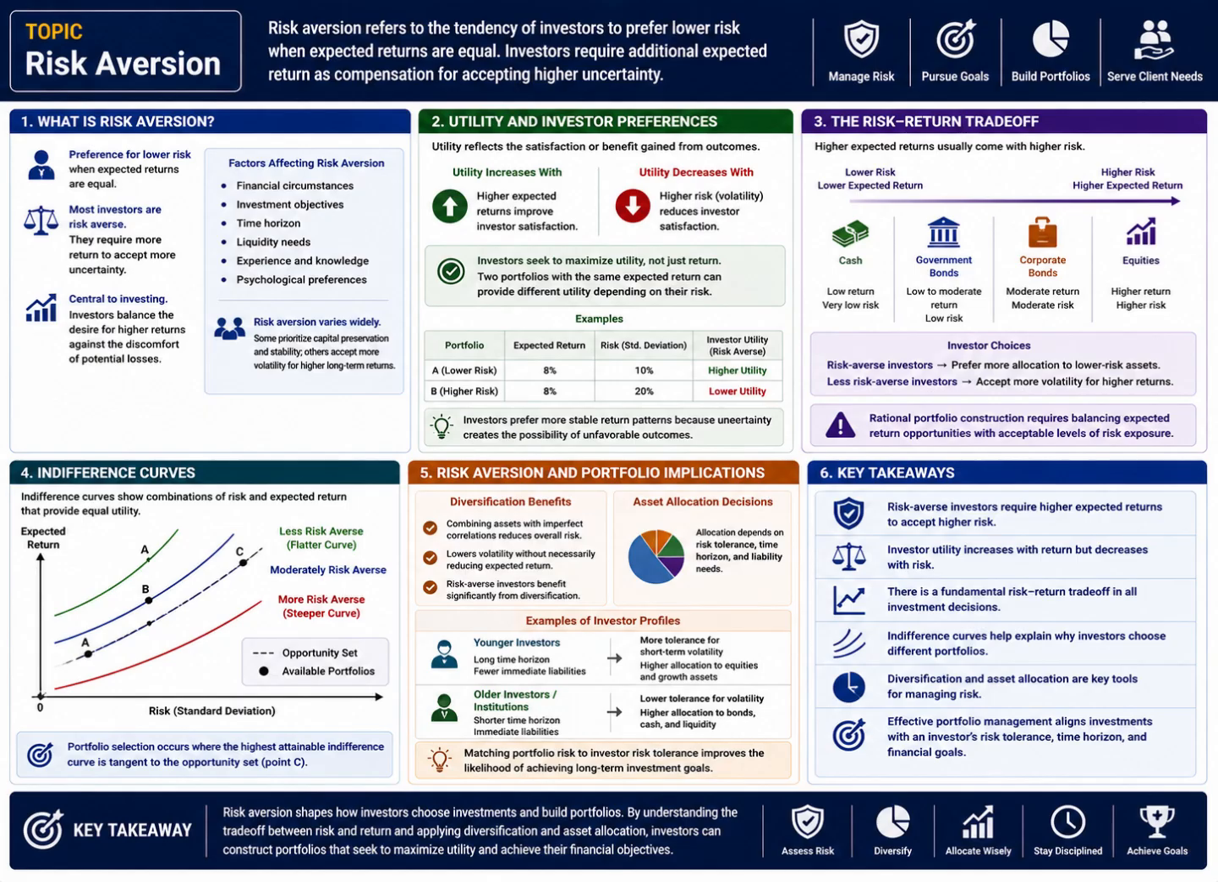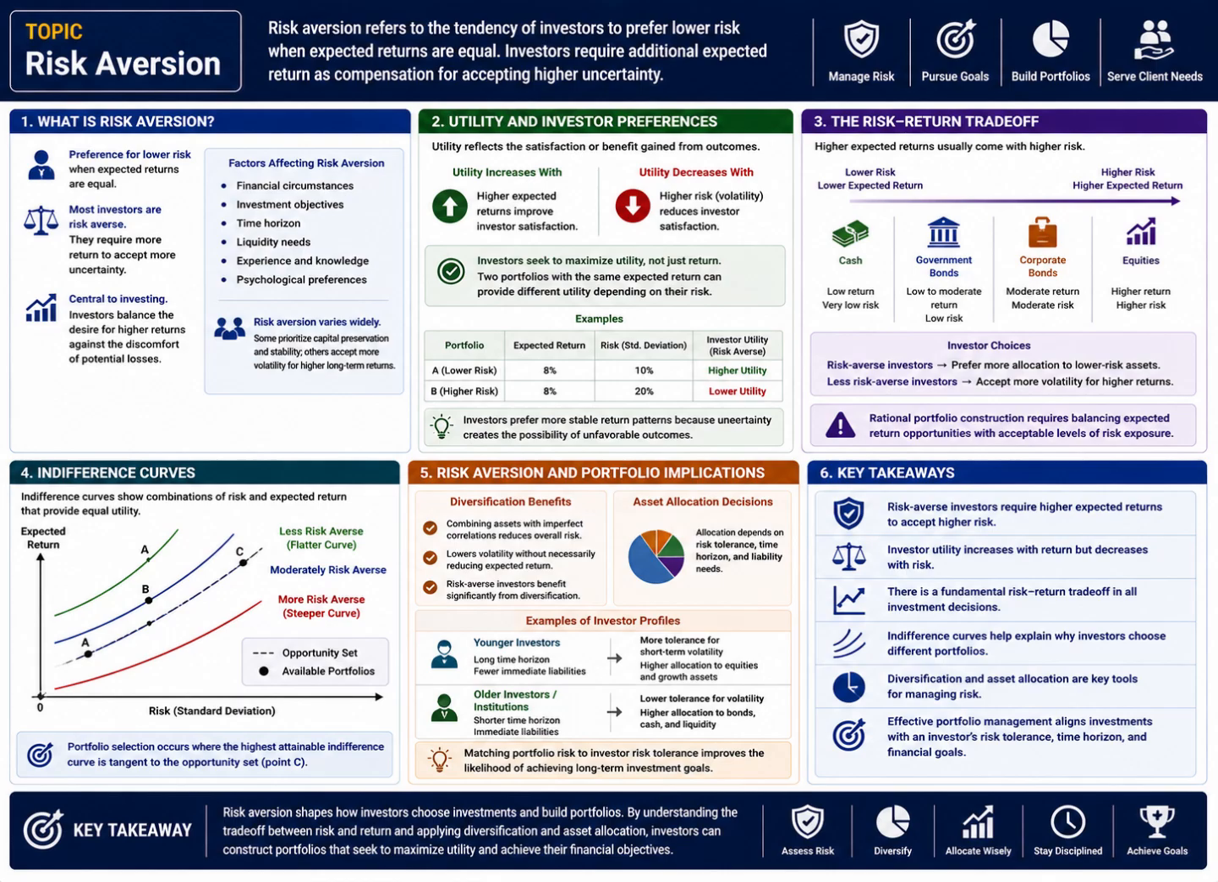The topic also discusses indifference curves, which illustrate combinations of risk and expected return that provide equal utility to an investor. Indifference curves slope upward because investors require higher expected returns to compensate for higher risk. More risk-averse investors have steeper indifference curves, indicating they require substantial additional return before accepting increased risk. Less risk-averse investors are more willing to tolerate volatility for relatively smaller increases in expected return.